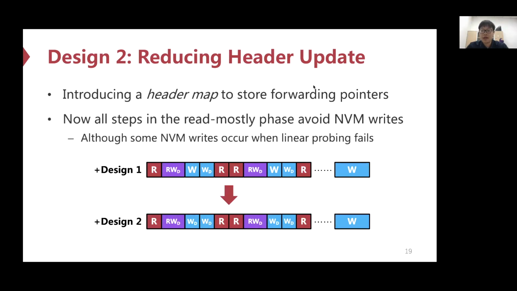Now with the second design, we can modify the third step so that it modifies the header map on DRAM. However, since the header map uses linear probing, it can fail, so some NVM writes will still occur when the linear probing fails.